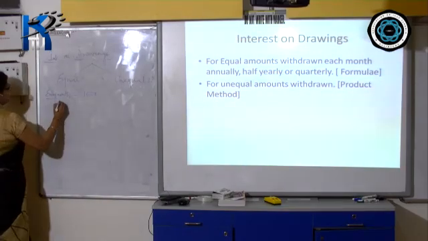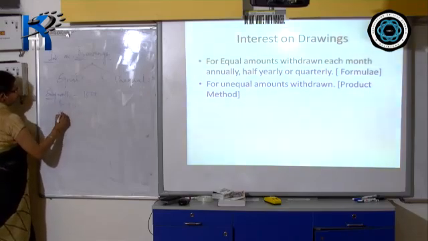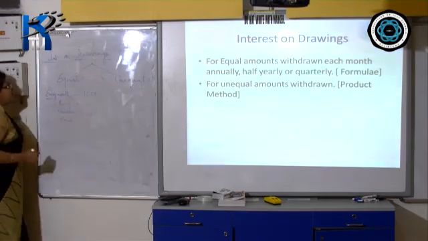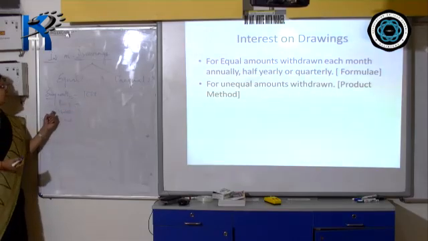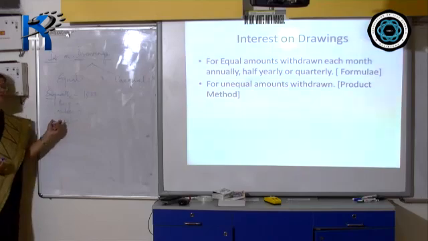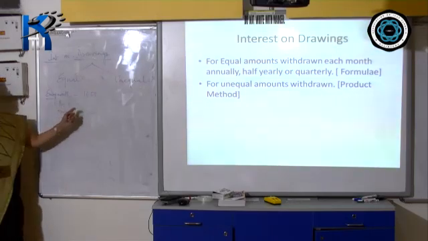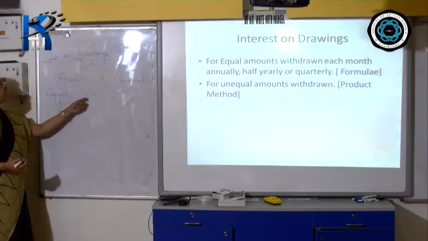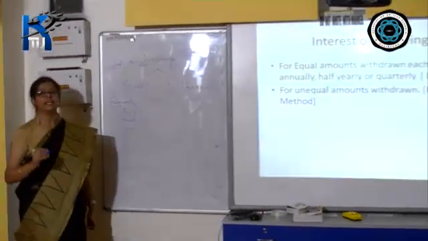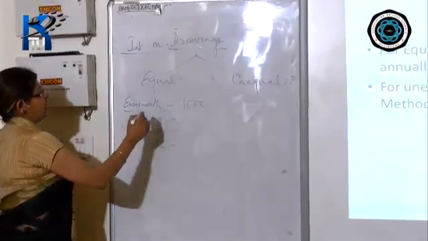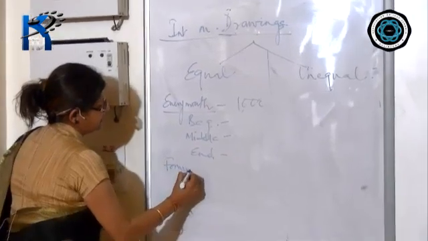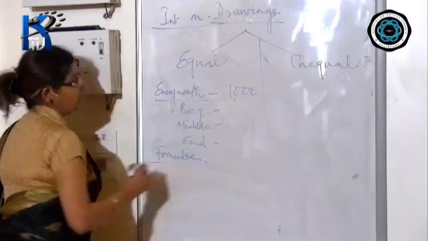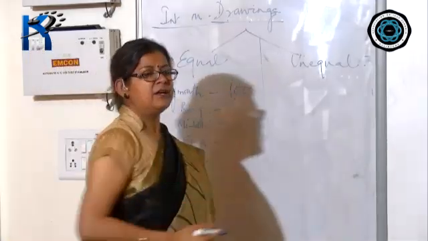It could be the beginning, the middle, or the end of every month. So every month, either in the beginning of every month, the middle of every month, or towards the end of every month, the partner withdraws 1,000. The amount remains 1,000. There is no change in the amount. Now, there is a certain method of doing this. There are certain formulas when the amounts are equal.